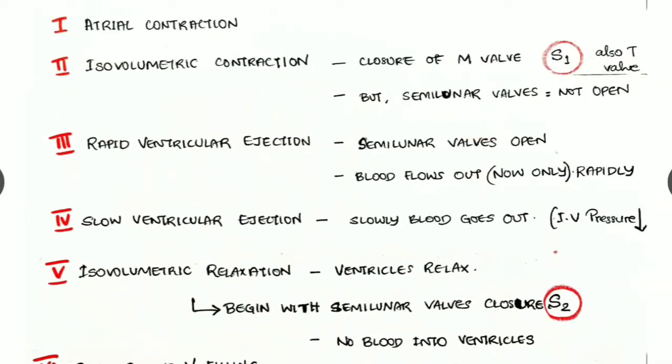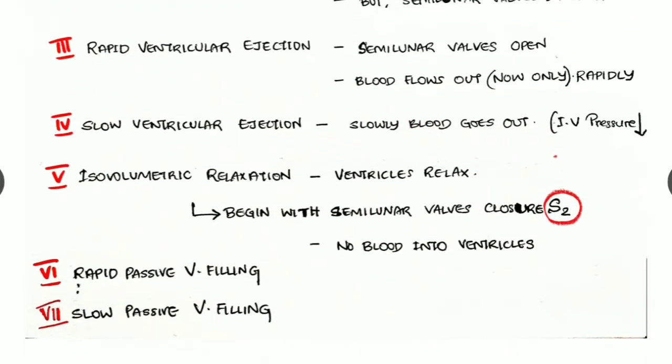So next is the slow ventricular ejection. Why is it slow? As a large amount of the blood has flowed out of the heart in the rapid ventricular ejection, the intraventricular pressure has decreased, and due to this lesser gradient, lesser pressure, there is only less force in the heart to pump the blood out, so the blood goes out only slowly.